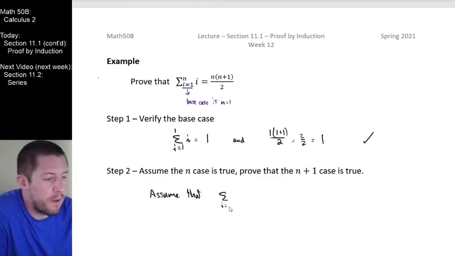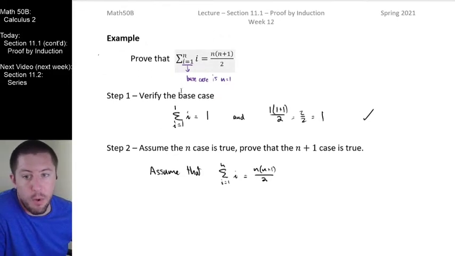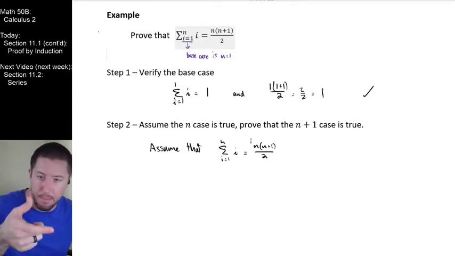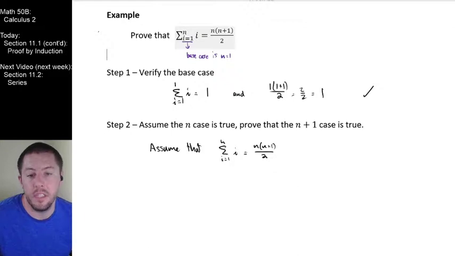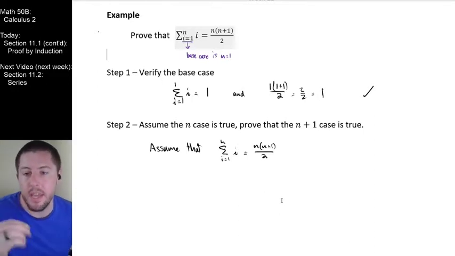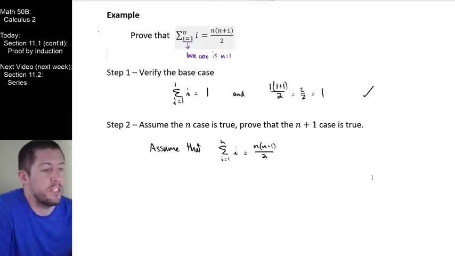assume that the sum from i equals 1 to n of i is equal to n times n plus 1, over 2. And notice, this is literally what we want to actually show. We're assuming it's true, but we're using this to prove that the next case must be true. It's the stepping part. So this is literally like a proof version of y equals mx plus b. We gave an initial condition. We're giving our guarantee that we can increase by 1 and that we're still going to get the same relationship.